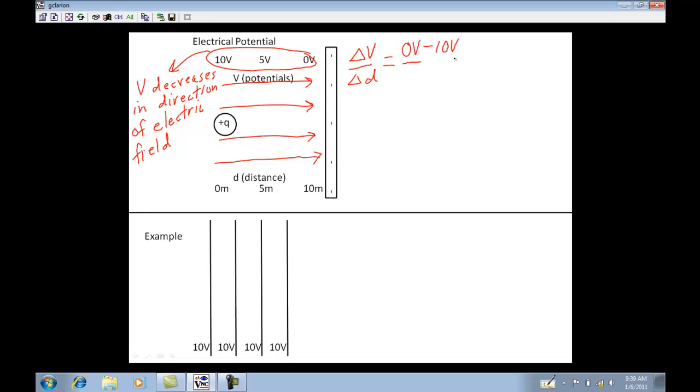And then what's the final position, I should say? 10 meters. And the initial position? 0 meters. So what kind of answer does that give me? That gives me an answer that has a negative in it. We need to get rid of this negative sign.